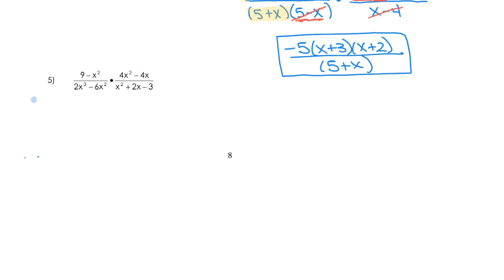And take a look, we have binomials and trinomials again. And so remember, the first step is to factor them if possible. Up on the top of the first fraction, that is a D2PS, and so we're going to go ahead and factor it into 3 plus x and 3 minus x. That one's gone. On the bottom, we have a greatest common factor of 2x squared. Left over would be an x minus 3. That's gone. Keep your multiplication.